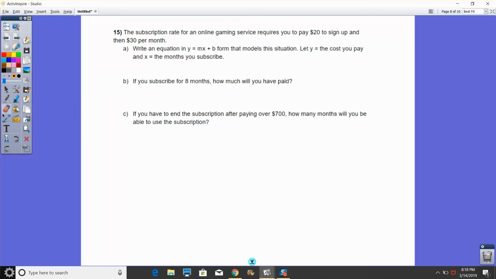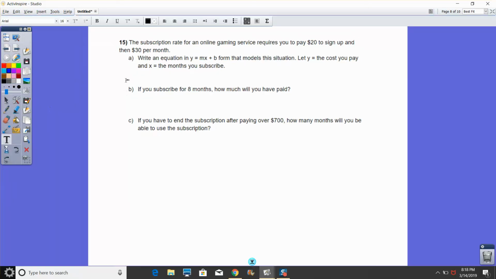All right, so now we have the subscription rate for an online gaming service, and that requires you to pay $20 to sign up and then $30 per month. So once again, we're going to write an equation in y equals mx plus b form, slope-intercept form, that models the situation. This time y is going to equal the cost you pay, and x is going to equal the months you subscribe. If I read the situation, it's $20 to sign up. That's sort of like a flat fee, right? And then $30 per month. So the 20 is going to be my b, and then 30 per month. There's another key word there. That per usually implies that you're dealing with a rate of change, which means you're dealing with a slope. So y equals 30x plus 20 is the equation that models the situation.